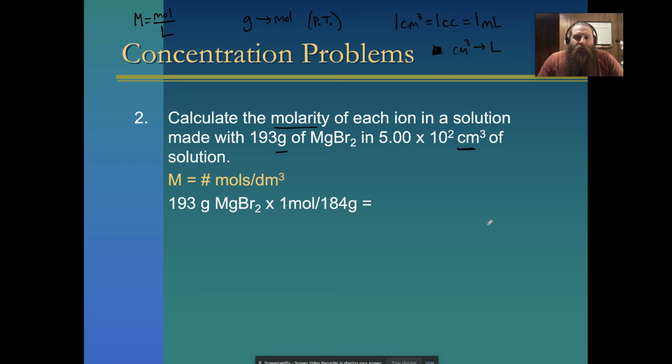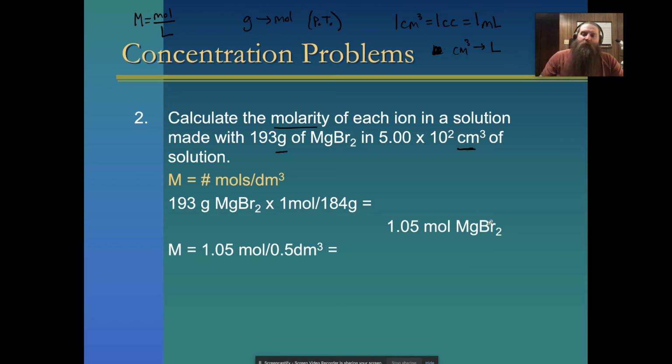Well, 193 grams of magnesium bromide times 1 mole over 184 grams gives me 1.05 moles of magnesium bromide. I take my 1.05 moles and divide it by half a liter, which is what I have here. When I convert centimeters cubed to decimeters cubed, or it's a whole lot easier to just do milliliters. So let's do that real quick because I didn't show it, but I want to make sure that we walk through it. So 5.00 times 10 to the 2 milliliters, because I can just switch that over. 1,000 milliliters in 1 liter, and that will give me 0.5 liters. So that's how I got that number right there.